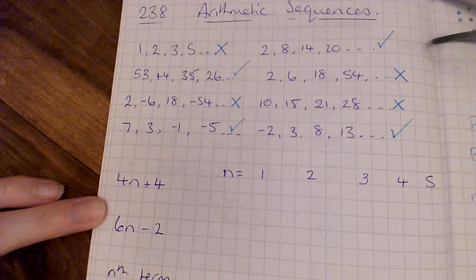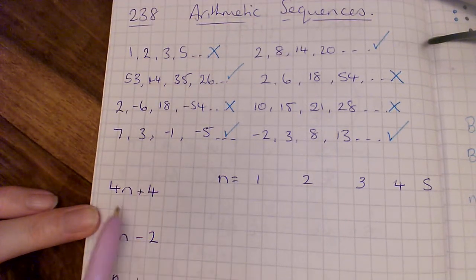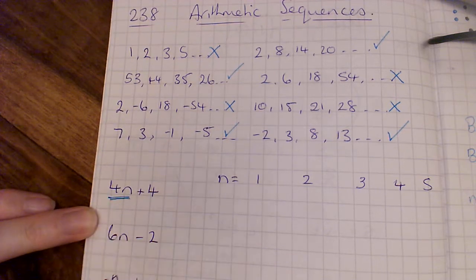When I look at the nth terms, this is called the nth term here. I just have to understand this means this is your 4 times table, and then you've got to add 4 to get the numbers in the sequence.